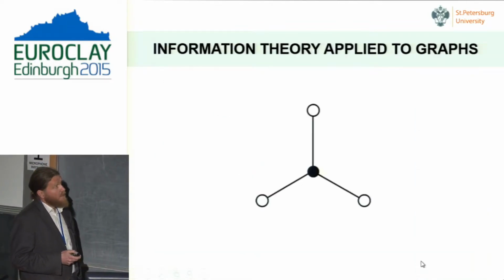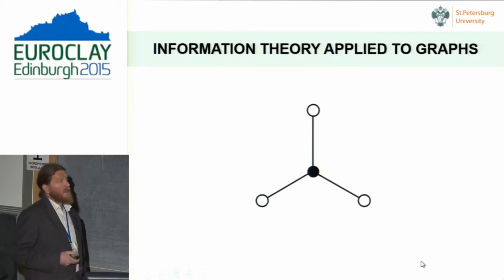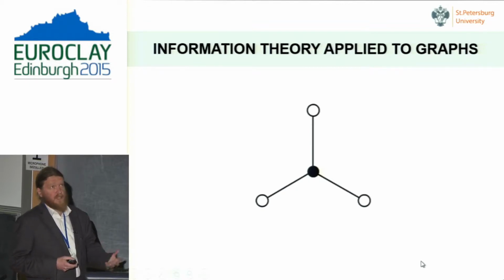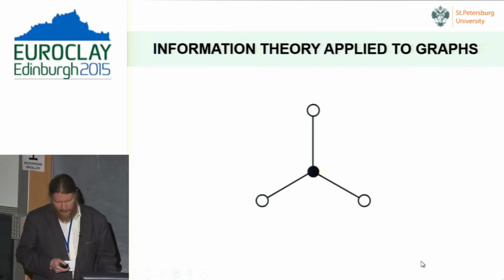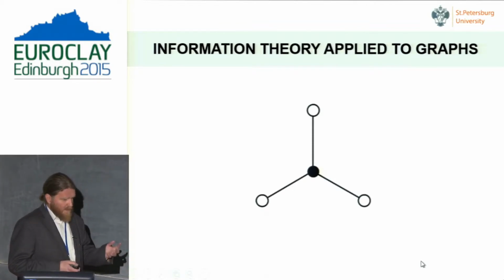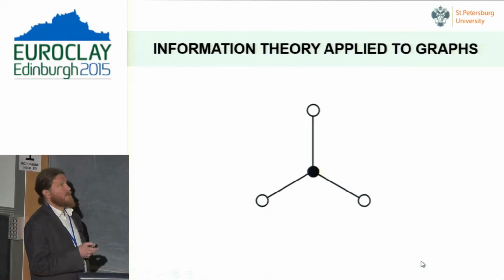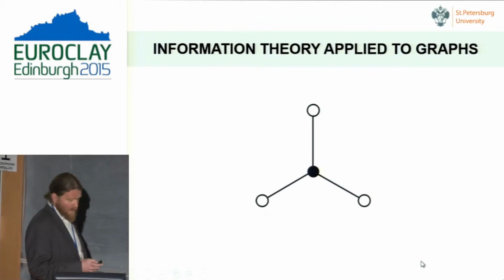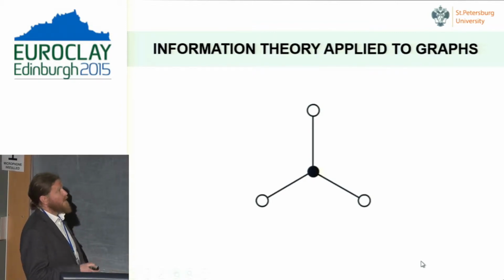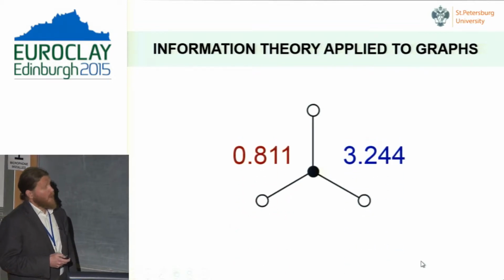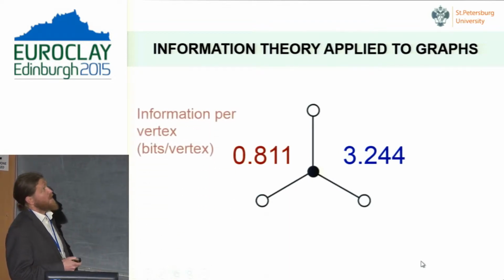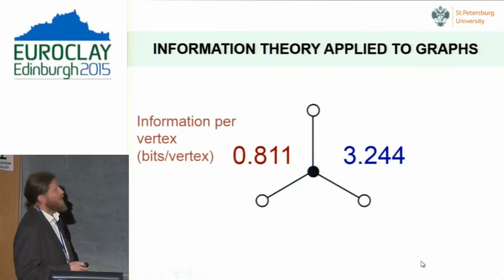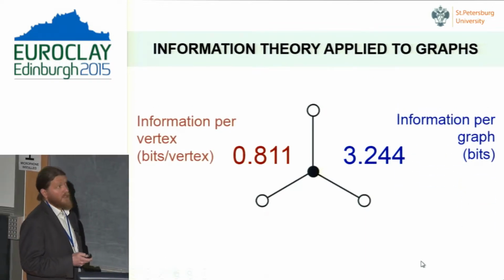He said we should consider graphs as messages, and vertices in the graphs as symbols, and symbols belong to the same class if the vertices are symmetrically equivalent or topologically equivalent. In this case, for example, this graph contains 4 symbols, where 3 symbols are identical and 1 symbol is unique. Now we can use the Shannon formula to calculate 2 numbers: the first is information per vertex, and the second is information per graph.